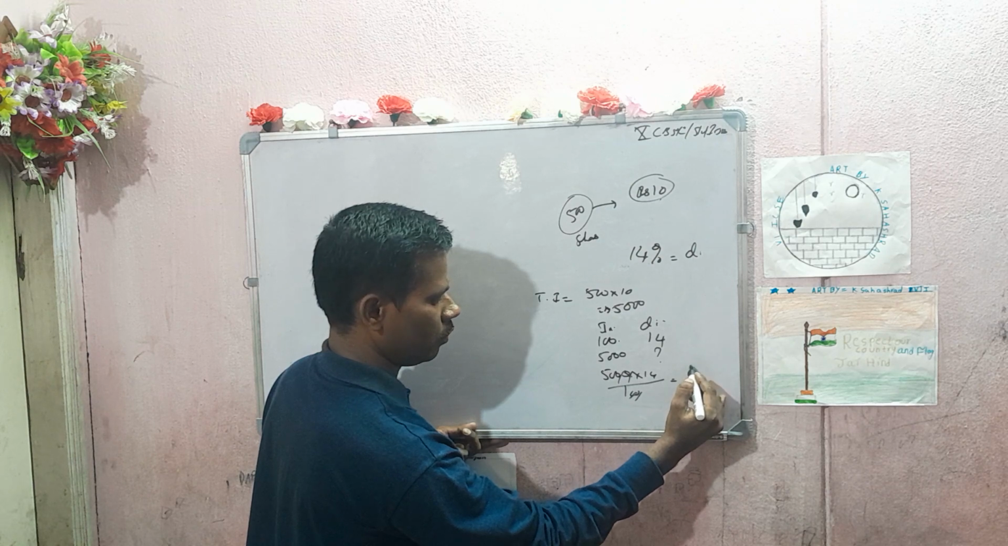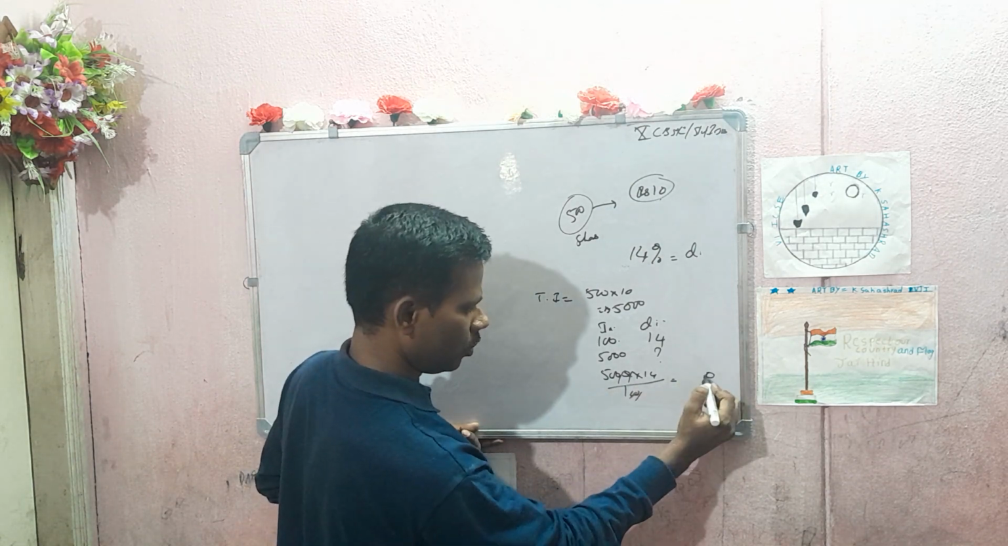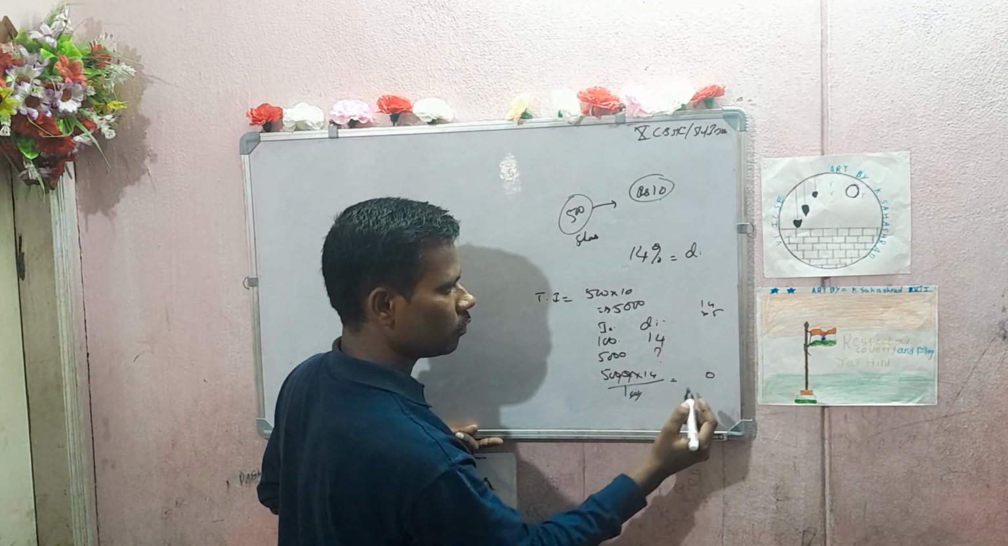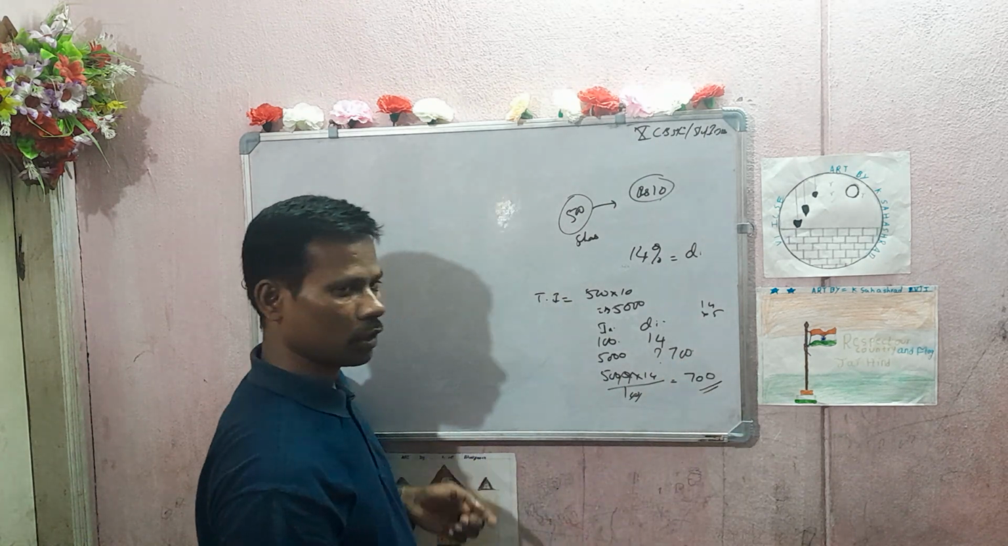14 into 5 is 70. Here a 10 will come, 14 into 5 is 70, so it becomes 700.